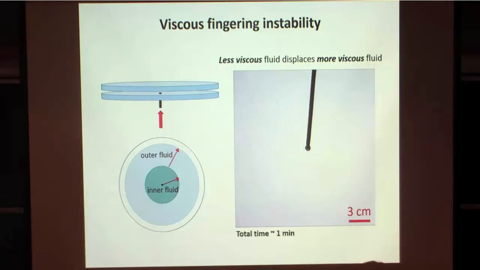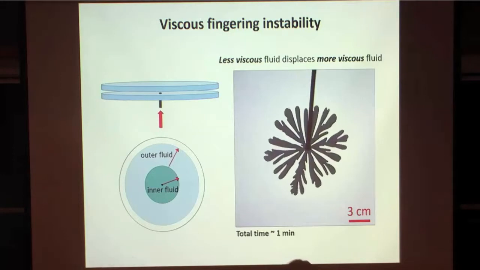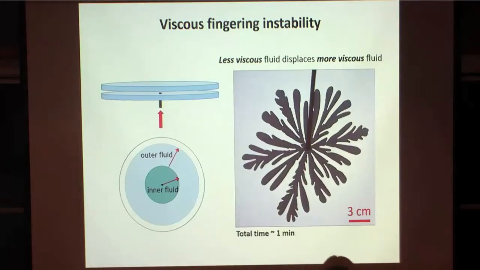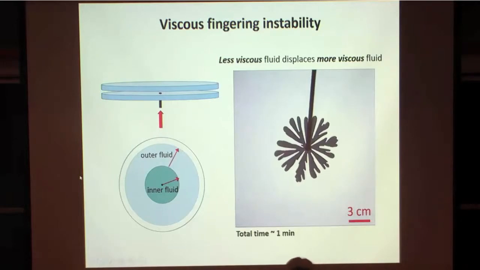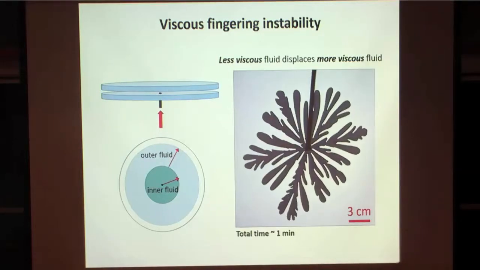Again, you have a less viscous fluid. In this case, it's dyed water that displaces a more viscous oil. Now the oil is already pumped in. I will pump in the water through this tubing, which leads to the center of the plates. And again, you see these exact same features of the pattern evolve. You see the system is unstable, so it starts forming fingers. As these fingers grow, they repeatedly split, and you get these many branching generations.